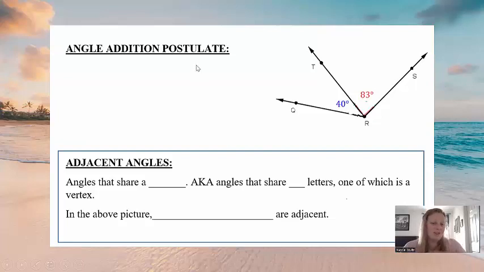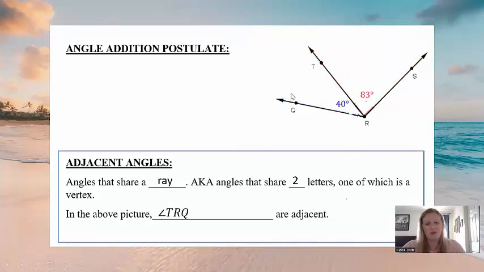However, we need to know what adjacent angles are before we talk about that postulate, so I'm going to skip this for right now, and we're going to talk about adjacent angles. Adjacent angles are angles that share a ray. So in other words, they're angles that share 2 letters, and one of those letters has to be the vertex. So for example, when you look at this picture, we have angle TRQ and angle TRS. Because those 2 angles share ray RT and R is a vertex, these are adjacent angles.